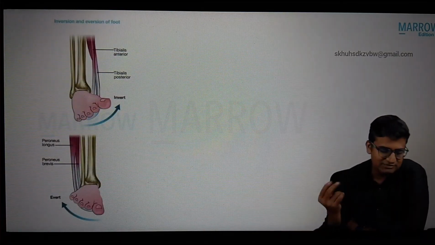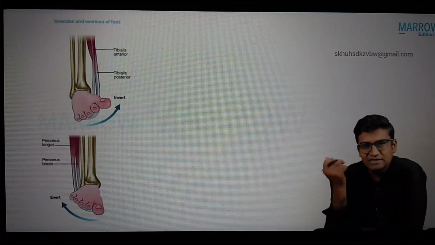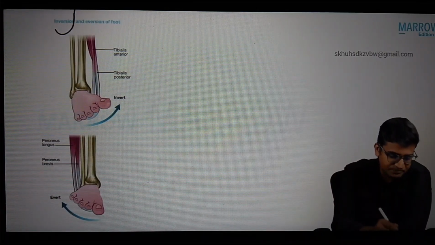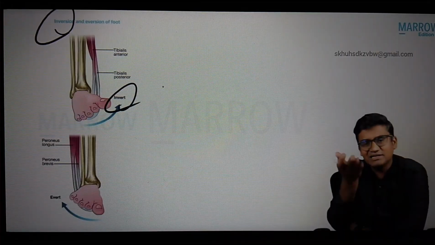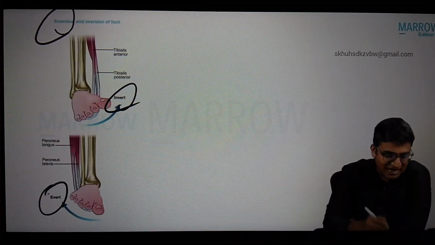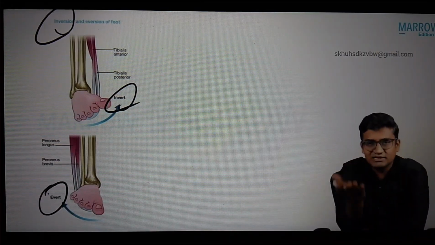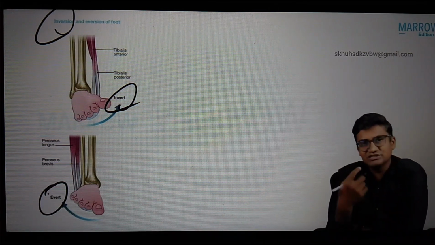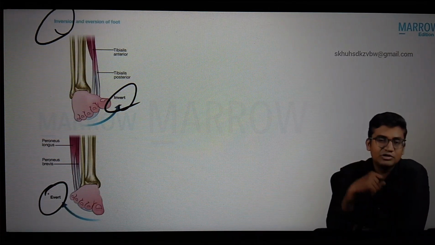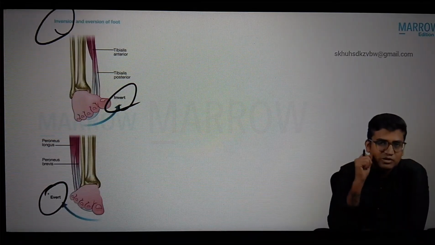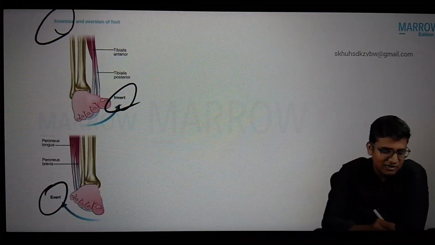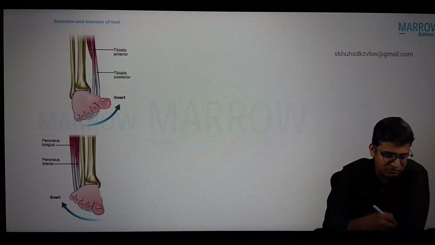Now, what is meant by inversion eversion, sir? Why do we need this movement? See, inversion eversion movement is nothing but the medial turning and lateral turning of the sole. Inversion means medial turning of the sole. Eversion means lateral turning of the sole. Now, why do we need this movement? To adapt when you walk on an uneven surface. When you walk on an uneven surface, without your knowledge, the sole turns medially and laterally. That movement is called inversion and eversion.